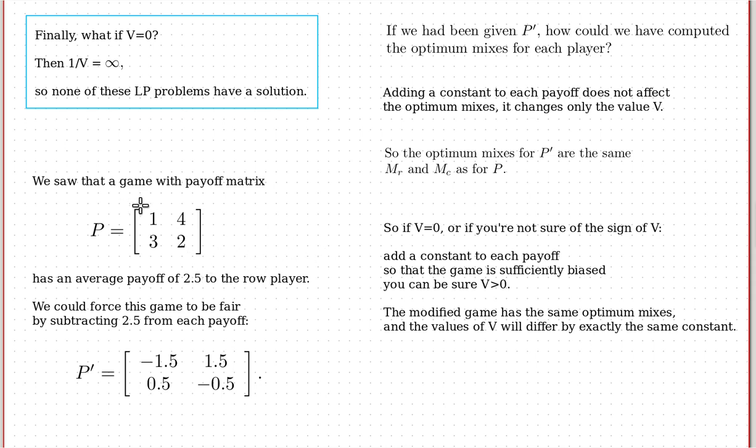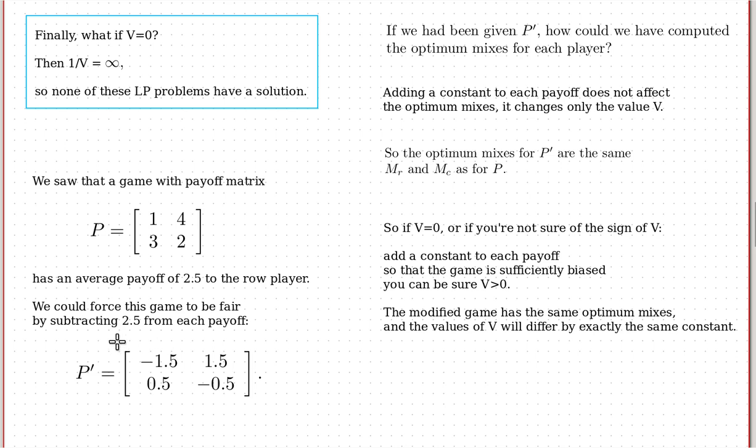So this trick of adding or subtracting a constant to each payoff means you don't affect the optimal mixes. You only affect the average payoff. So by subtracting 2.5 from each one of these payoffs, we have a game which is now fair, but it has exactly the same strategies as the original game. Okay, so exactly the same best move mixes as the original game did, right?